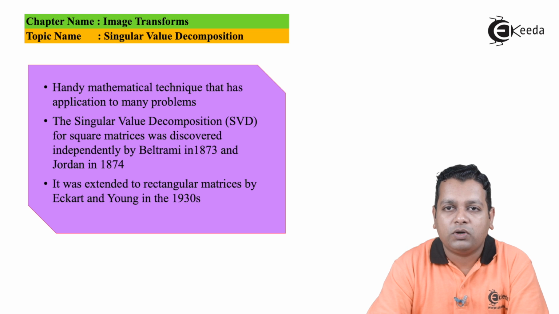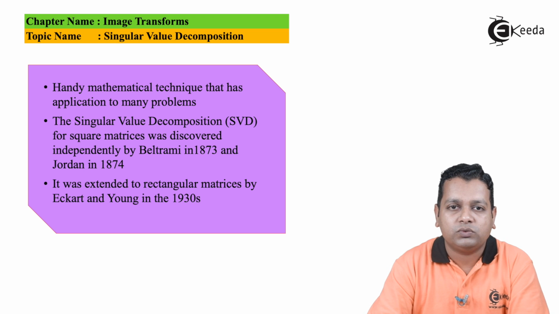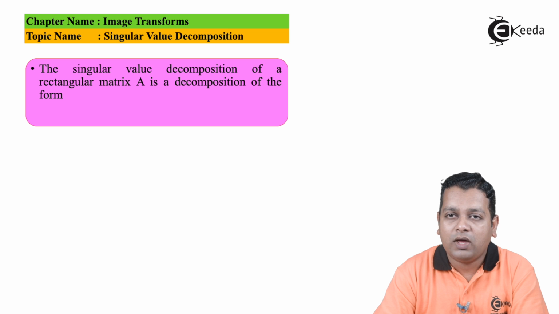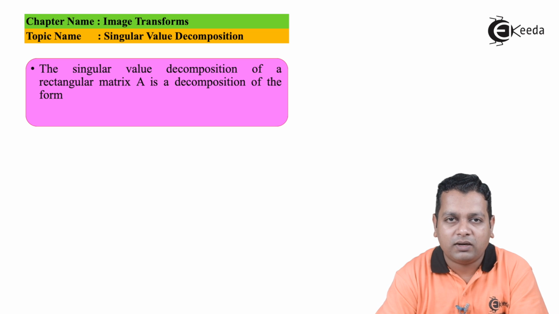So next, this singular value decomposition from square matrices was extended to rectangular matrices also by the scientists Eckart and Young in the 1930s. I hope after this extension from square matrices to rectangular matrices, it is very convenient to work on any dimension of image. Next, the singular value decomposition of a rectangular matrix.